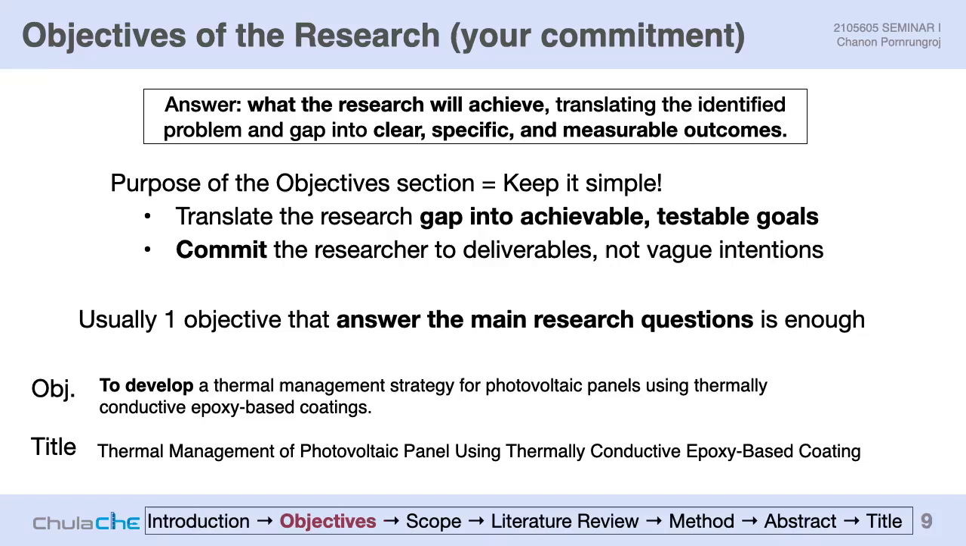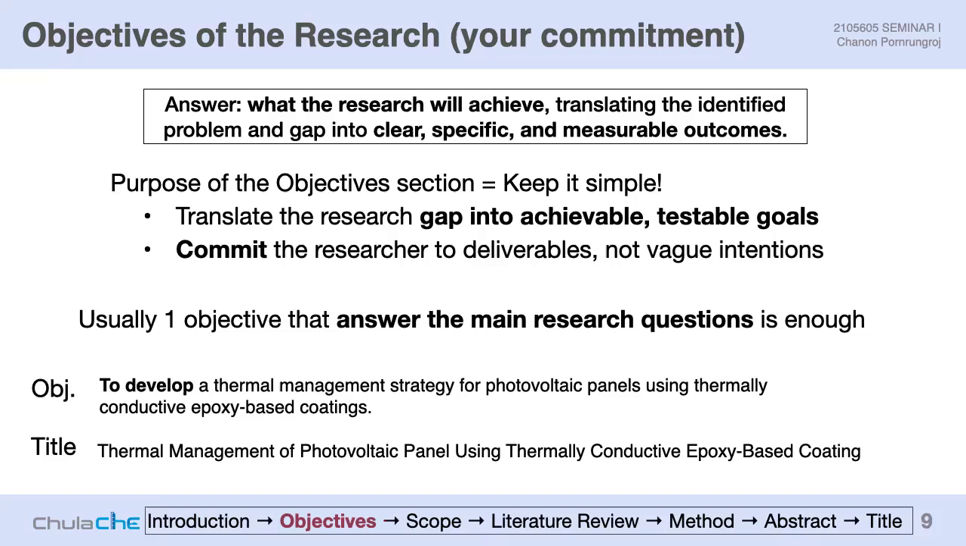Okay, next is the objective of your research. It basically means your commitment to the research committee, to your thesis committee, of what you will do, right? It answers what the research will achieve, translating the identified problem and gap into a clear, specific, measurable outcome, right?